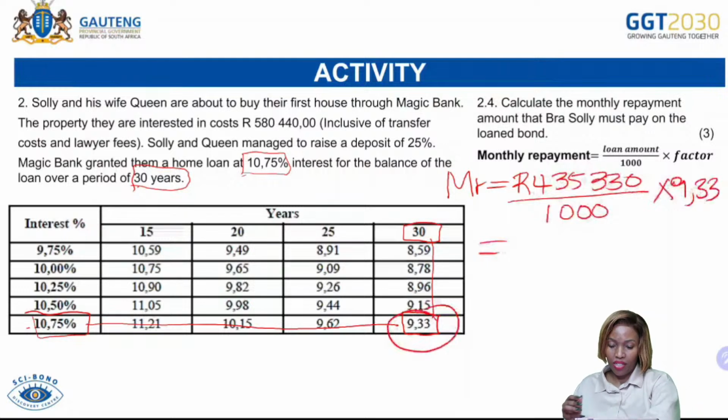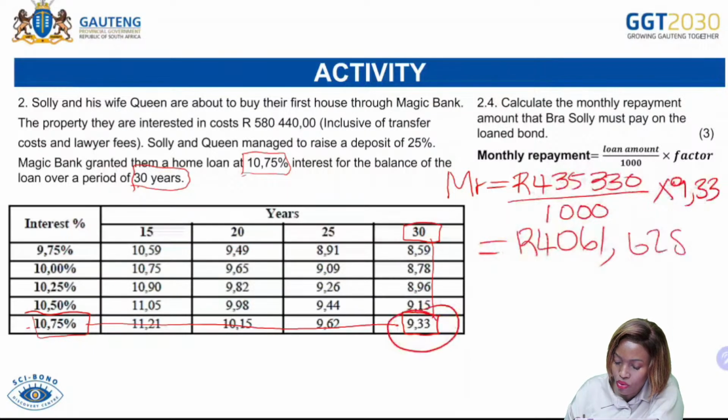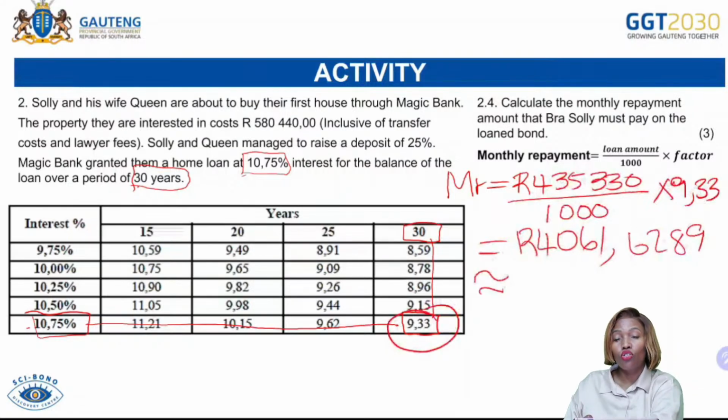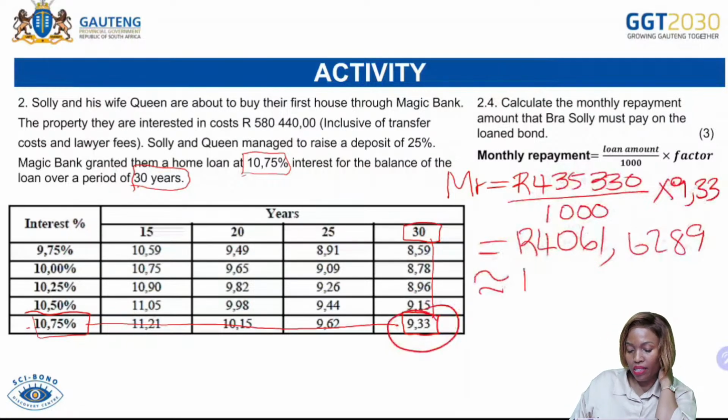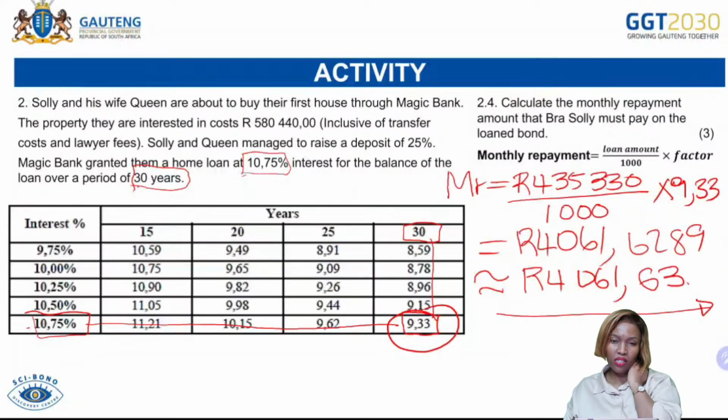Equals to, let's now punch this in our calculators. We'll say 435,330 divided by 1,000 equals, multiplied by 9.33. When you times by 9.33, I am getting 4,061.6289. But remember, this is money, so we want it to be 2 decimal places. Therefore, it is 4,061. How do you round this to 2 decimal places? It becomes 63 cents. So this would be his monthly installment.